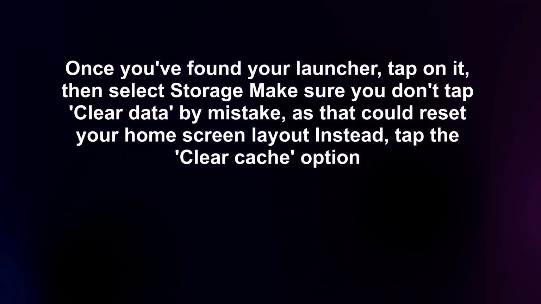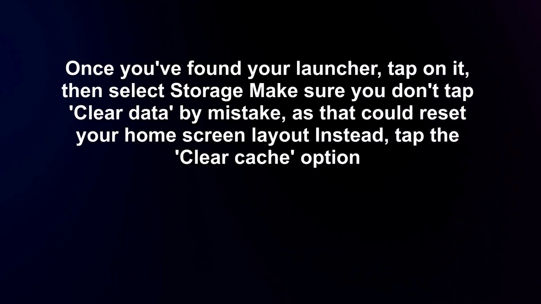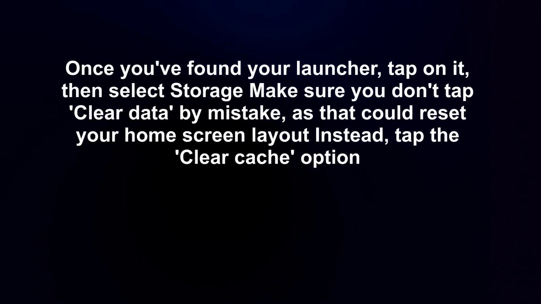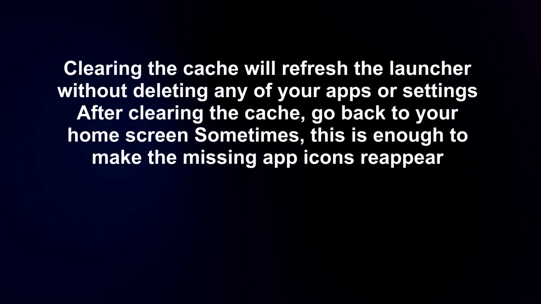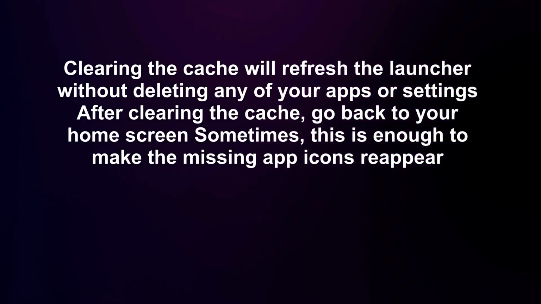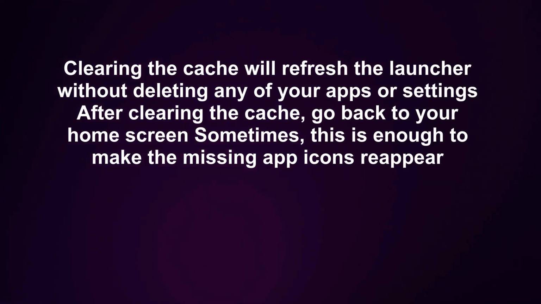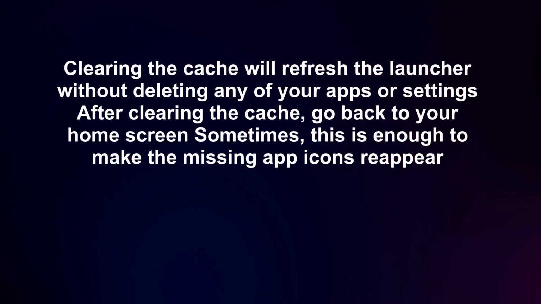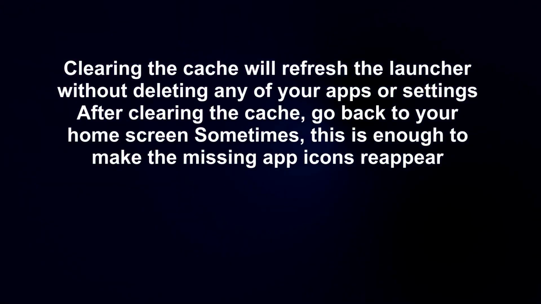Make sure you don't tap Clear Data by mistake, as that could reset your home screen layout. Instead, tap the Clear Cache option. Clearing the cache will refresh the launcher without deleting any of your apps or settings. After clearing the cache, go back to your home screen. Sometimes, this is enough to make the missing app icons reappear.